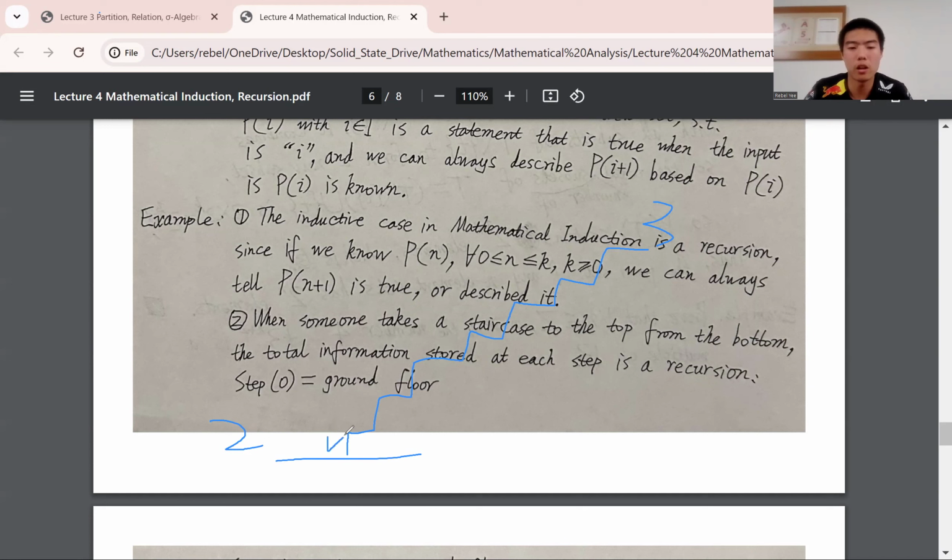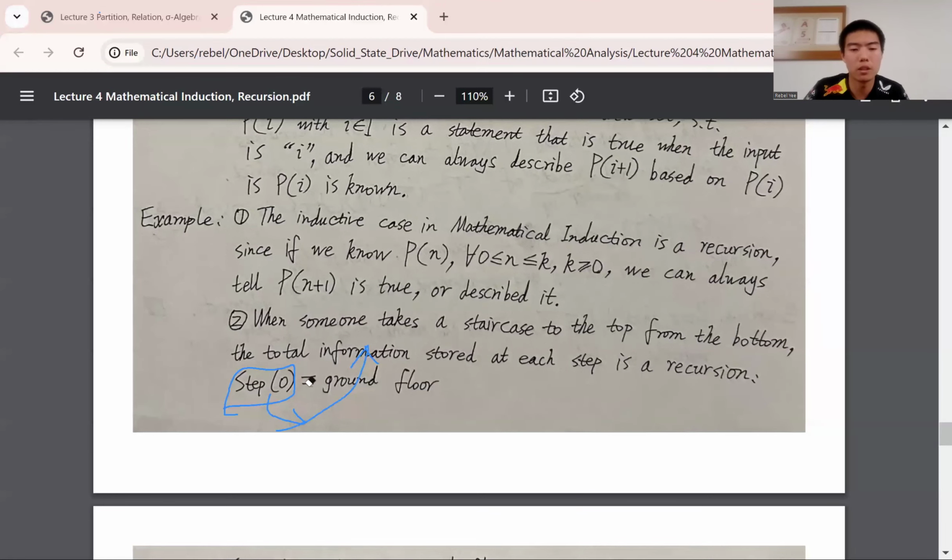So the information here, step 0, is just the ground floor. And step 1 contains step 1 plus the ground floor. So we'll see it here. We use a bracket, the round bracket, to say it's the information stored at each step. And if there's no bracket, we'll say it's just the step itself.